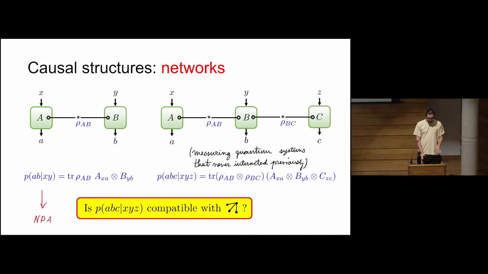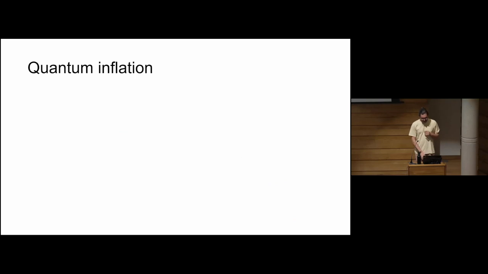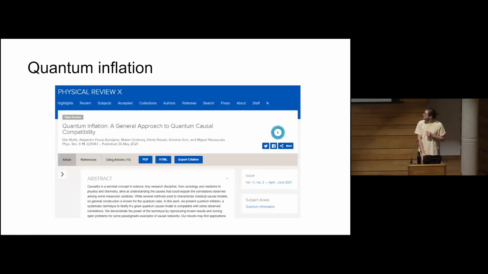For the standard case, we have some techniques, which I'll explain more. For the network case, the difficulty comes from this independence assumption. It's difficult because it makes the problem non-convex. That's the main difficulty. But there are techniques to deal with this, called quantum inflation, which is a modification of NPA. So I'll explain now what this consists of. I'll just give the intuition. If you want to read the full paper, it's here. This was released, I think, 2 years ago on arXiv, and then it was published last year.